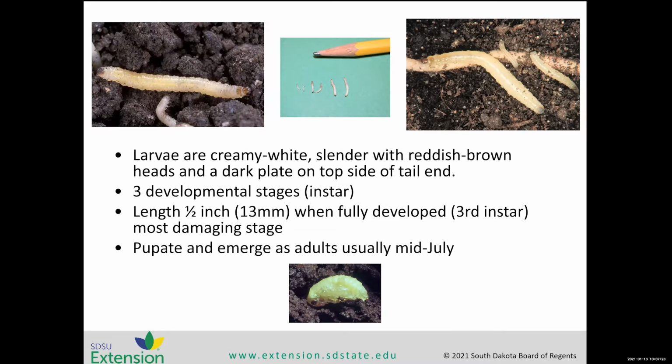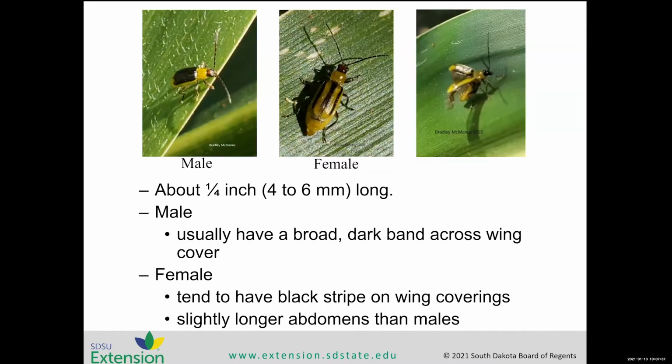So once those larvae eat enough roots, fill themselves, they will pupate and emerge as adults, usually in mid-July. So you can see that bottom middle picture, that's what a pupa looks like in your soil. The western corn rootworm, the male and female do look slightly different. The adults are about a 1/4 inch, 4 to 6 millimeters long. The male usually has a broad dark band across the wing cover. So if you look in that top left picture, you can see where it's almost entirely black with a yellow margin on the edges there.